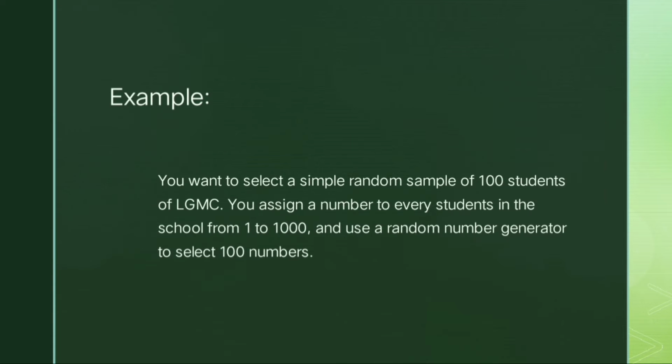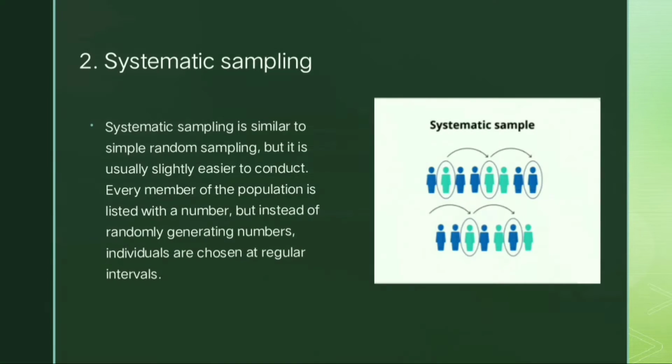So, example is, you want to select a simple random sample of 100 students of LGMC. You assign a number to every student in the school from 1 to 1,000 and use a random number generator to select 100 numbers. So, next is number 2, systematic sampling.